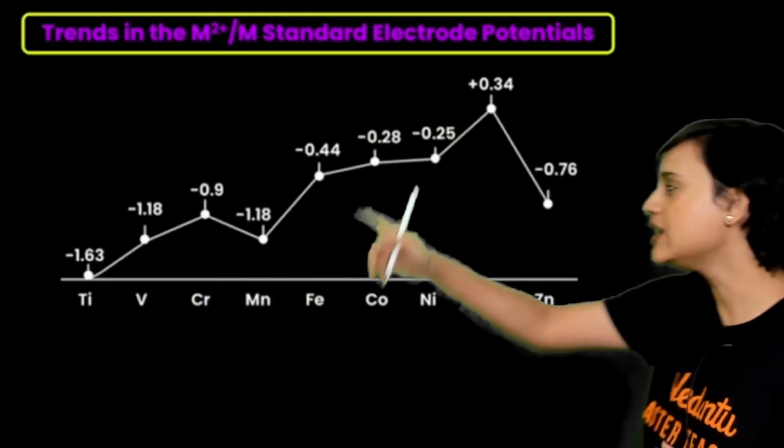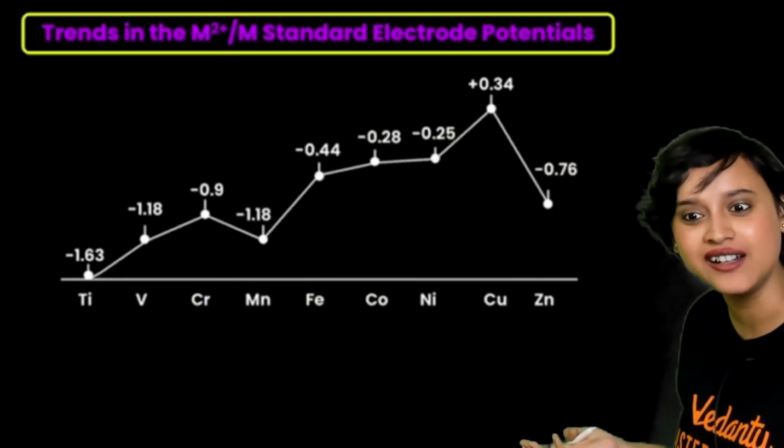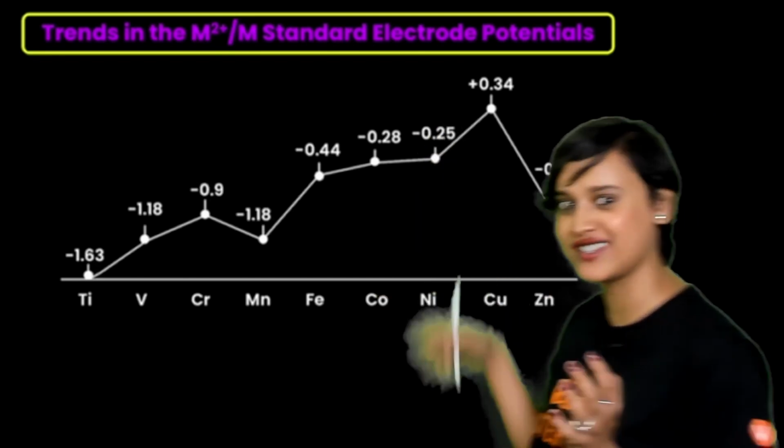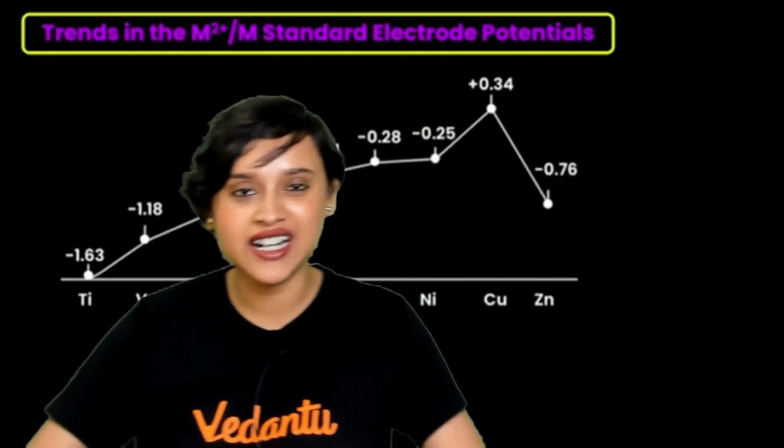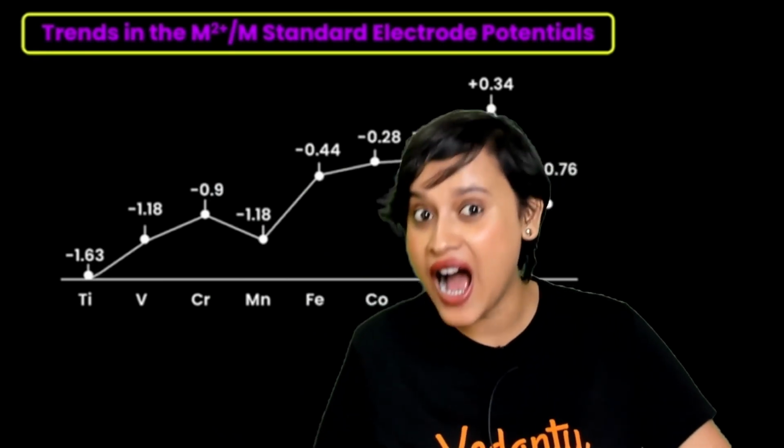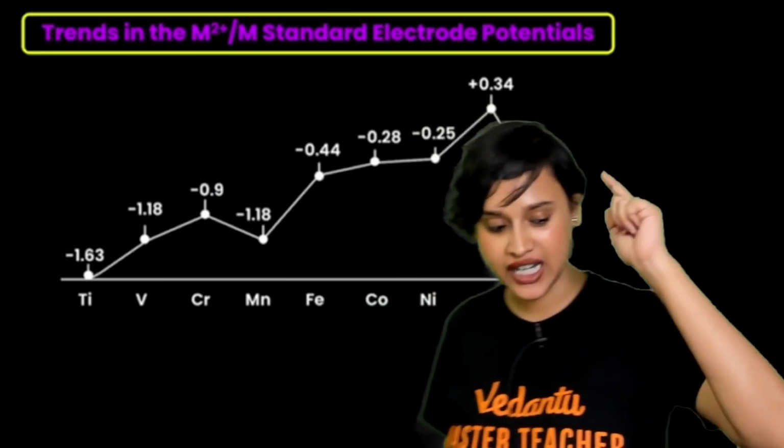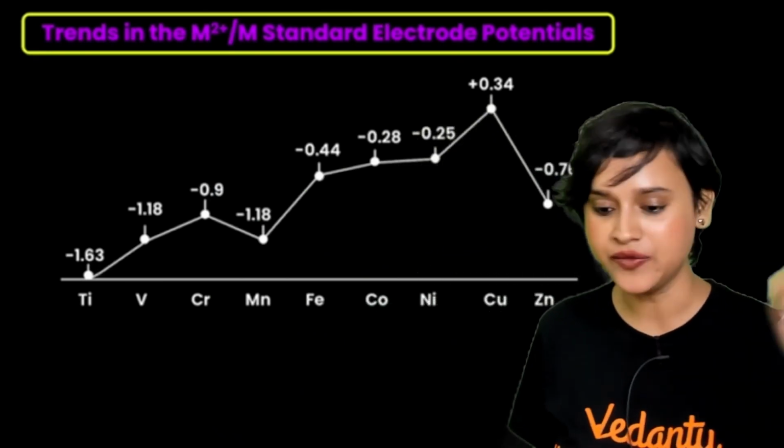Even if you look at this graph, do you see any trend? There is no trend actually. It's very, very irregular, isn't it? Now, do you know why? Let's explain this, everybody, and after that you can take a break.